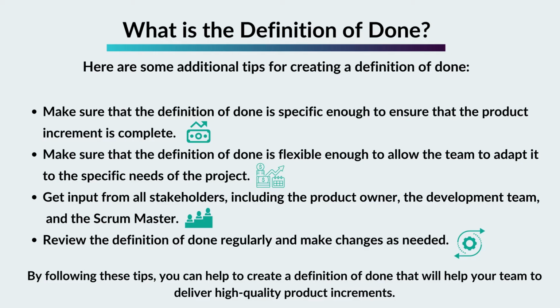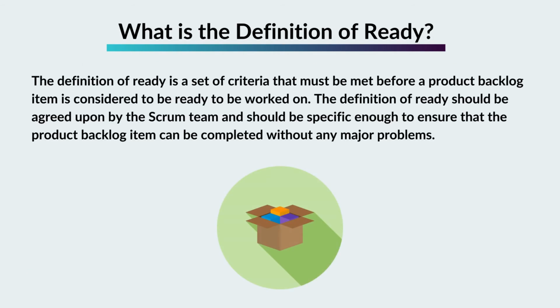What is the definition of ready? The definition of ready is a set of criteria that must be met before a product backlog item is considered to be ready to be worked on. The definition of ready should be agreed upon by the Scrum team and should be specific enough to ensure that the product backlog item can be completed without any major problems.